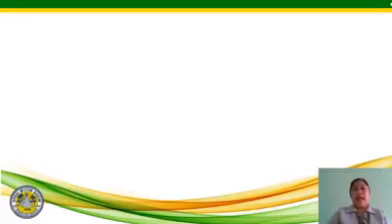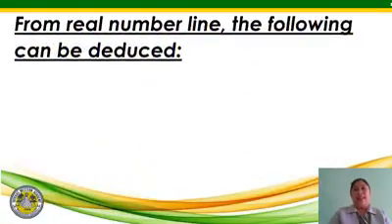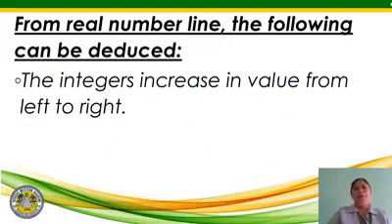We all know that integers can be plotted on the real number line. From the real number line, the following can be deduced. What do we mean by deduced? It means concluded. It is said that the integers increase in value from left to right. Meaning to say, the larger the number, the larger the value. The smaller the number, the smaller the value.